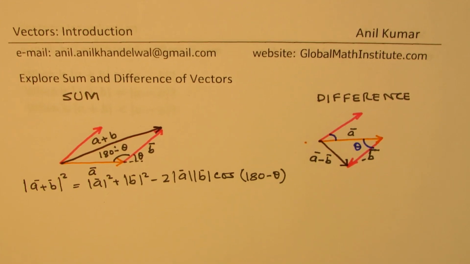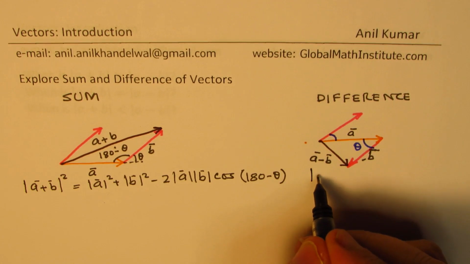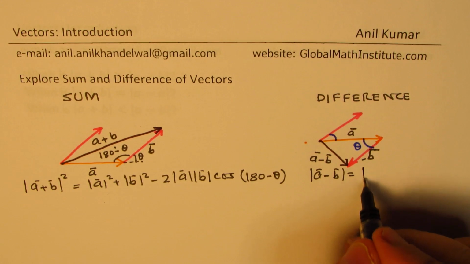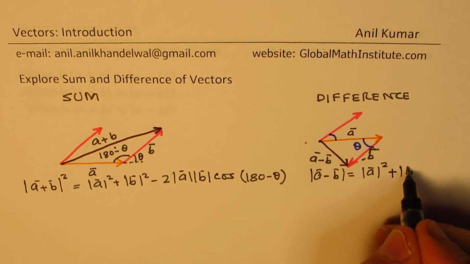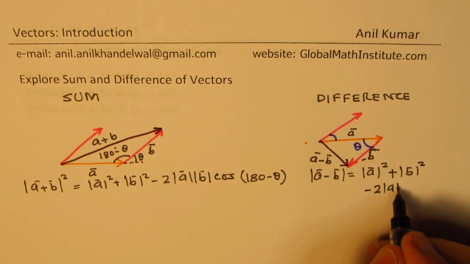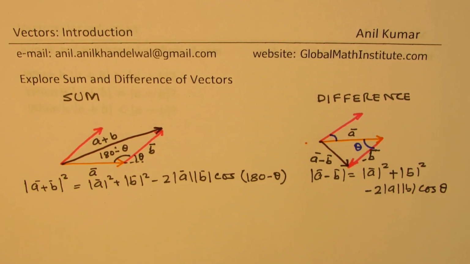Do you see that? So when you're talking about the difference, in that case, we have magnitude of A minus B squared is basically equal to magnitude of A square plus magnitude of B square minus 2 times magnitude of A magnitude of B cos of theta. Perfect. So that is how we can distinguish between the sum and the difference. So I hope this part is absolutely clear.